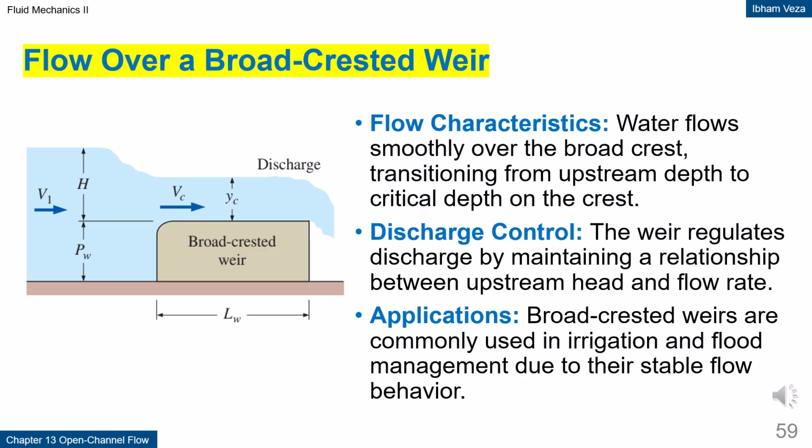Flow over a broad-crested weir. On a broad-crested weir, the flow passes over the crest with relatively smooth depth changes. Over the crest, the flow usually reaches critical conditions. The discharge is determined by the upstream head above the crest. This characteristic makes this type of weir stable and predictable. Therefore, it is widely used in irrigation and flood control systems.